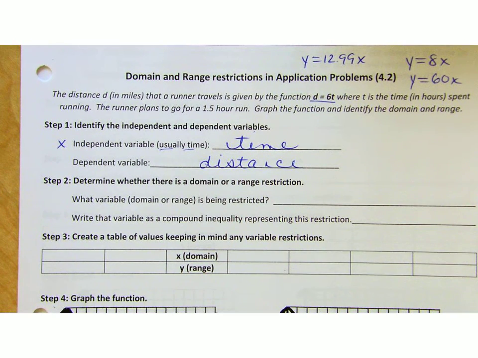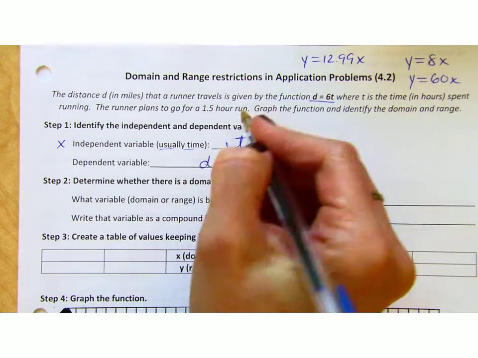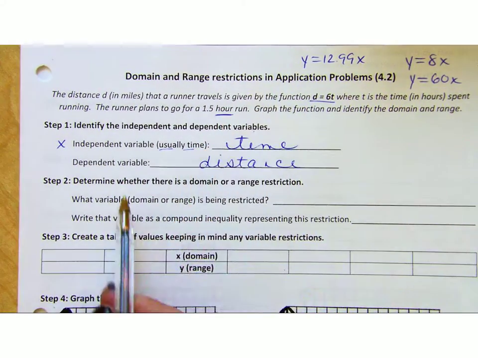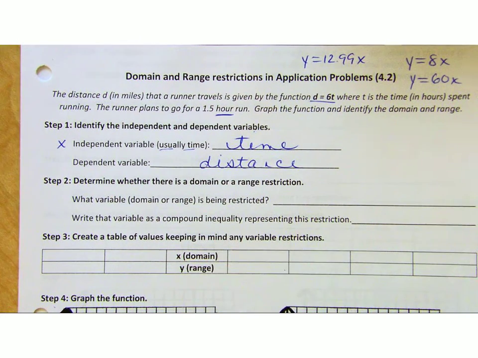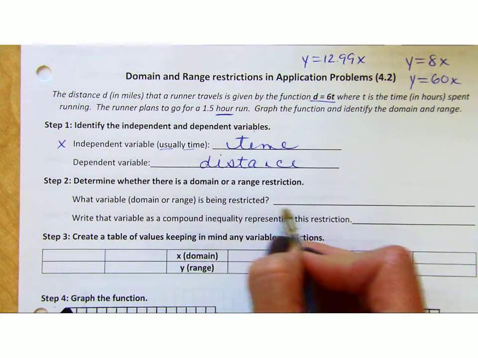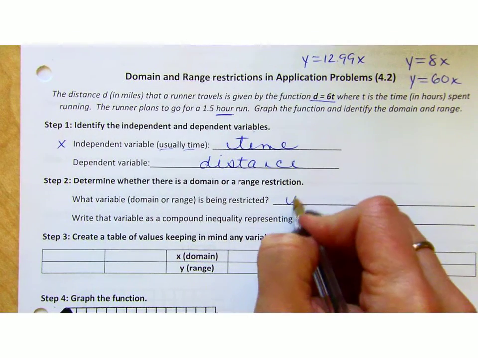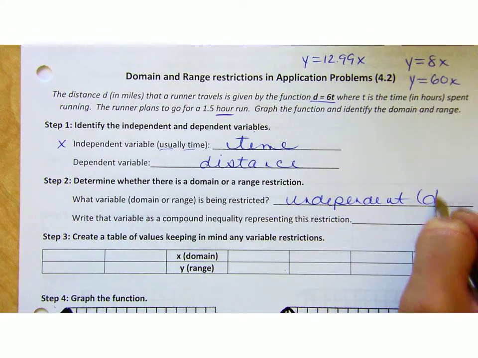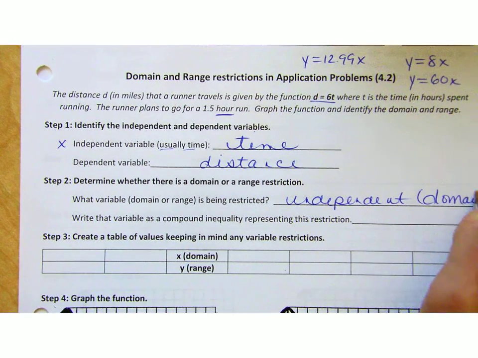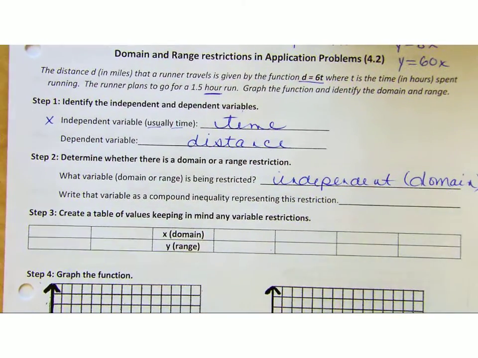So what you need to decide is, what is that restriction? It's a restriction on the hour. And what is hours? It's my time, correct? So I am coming up with a time restriction. So what variable is being restricted? Time, which is my independent. Which is also, we're going to say, domain. I don't really care about the word independent right now. I want you to know that there is a domain restriction, okay?